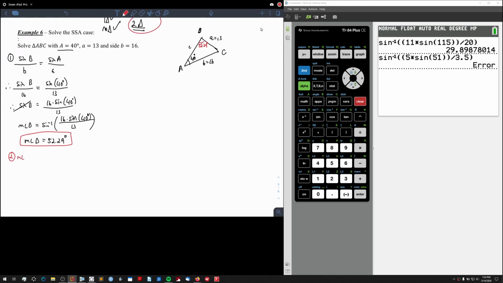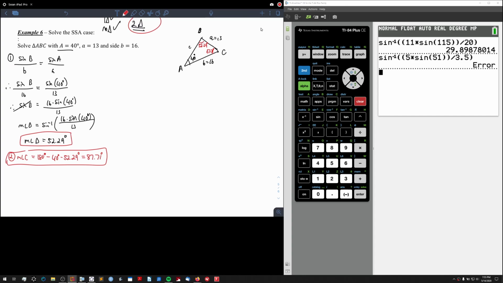You just do measure of angle C must be 180 minus the given 40 minus what I just found, 52.29. So measure of angle C must be, sorry, 87.71 degrees. So in my first triangle, this is actually 87.71 degrees. You can see that's not really drawn correctly, but that's okay. We're not trying to be artists here, we're trying to do the math. You can go draw the picture more accurately afterwards if you want to, but that's not a big deal.